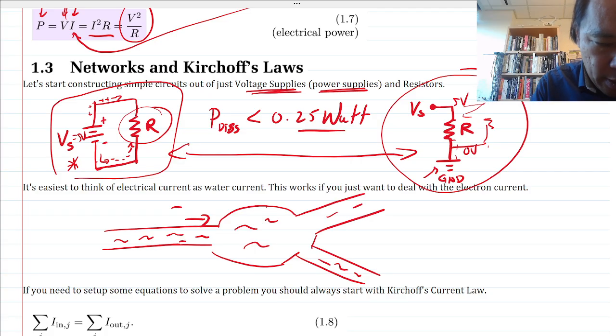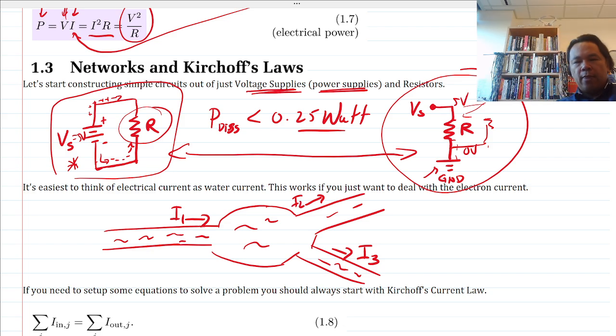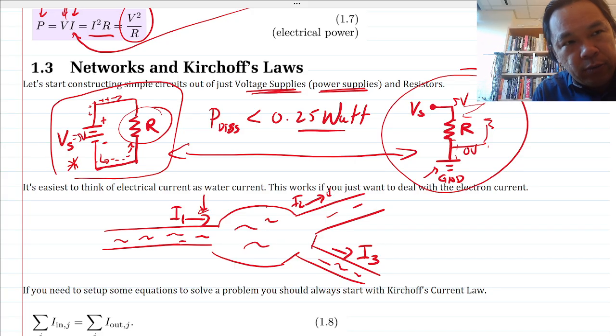I'm going to call this I1. And then let's say the water is flowing out of these 2. Let's call these I2 and I3. These directions are going to be important because they show you the direction that the water is flowing.